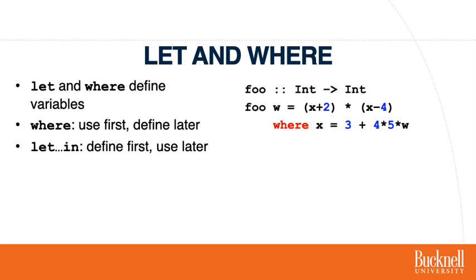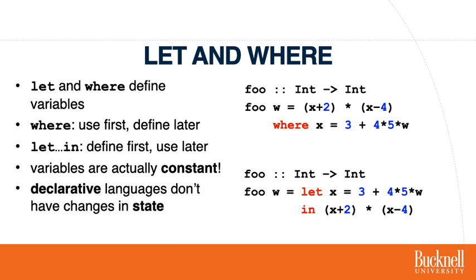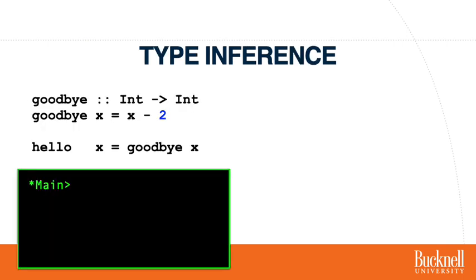Let in, conversely, we define first and use later. This accomplishes essentially the same thing. We let x equals 3 plus 4 times 5 times w, the same definition, and then afterwards define the return value for the function. Variables are actually constant, and declarative languages don't have changes in state. This is why it's totally fine to define later and use first. Time doesn't actually exist.